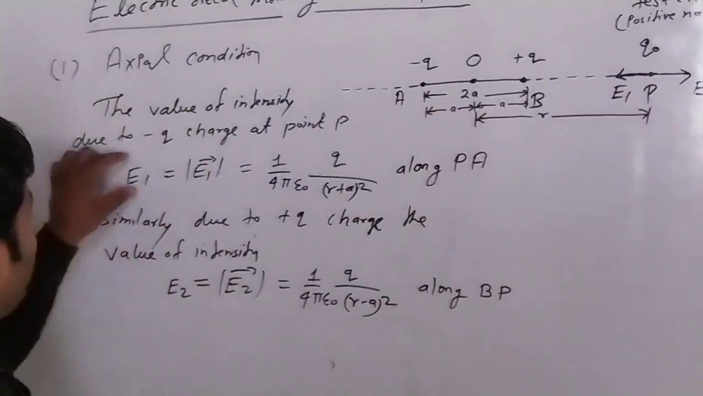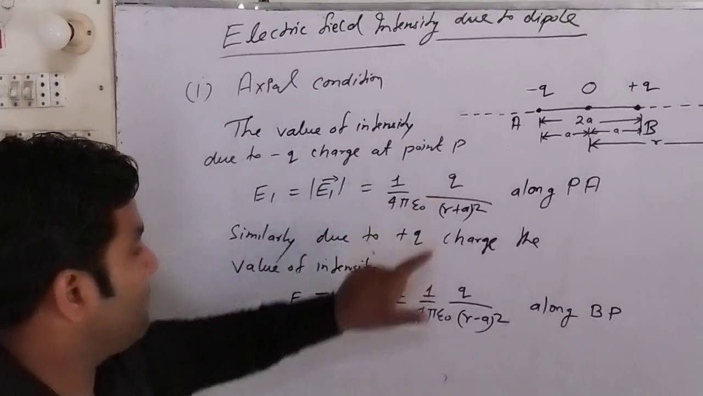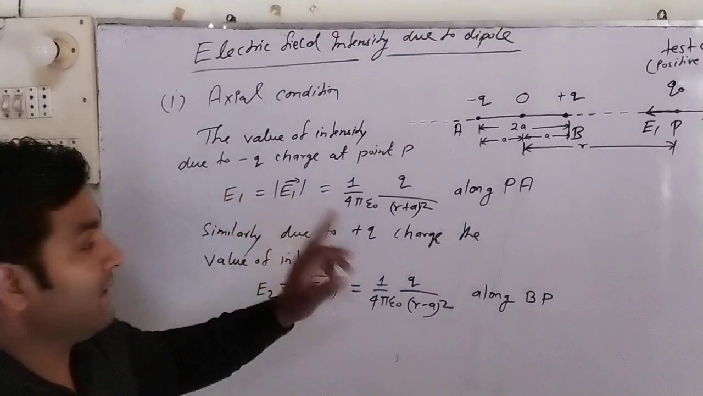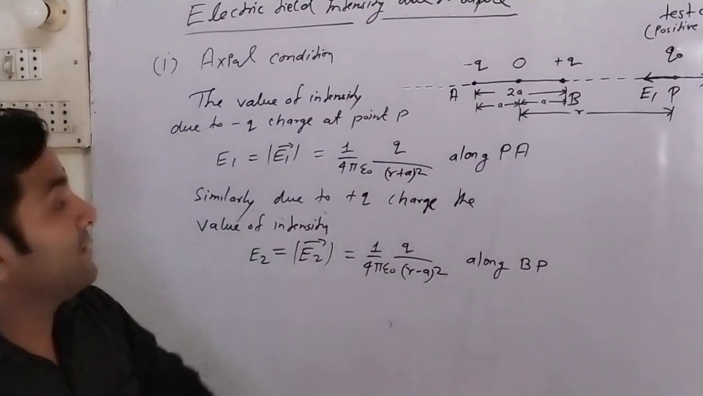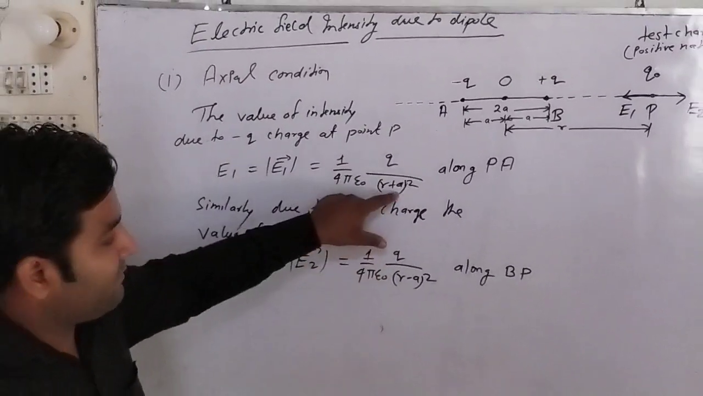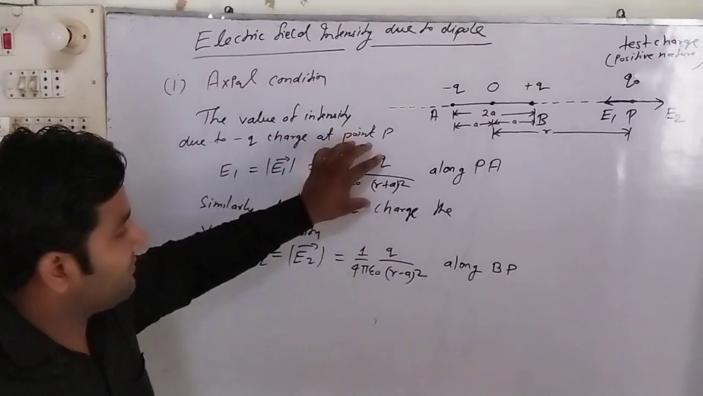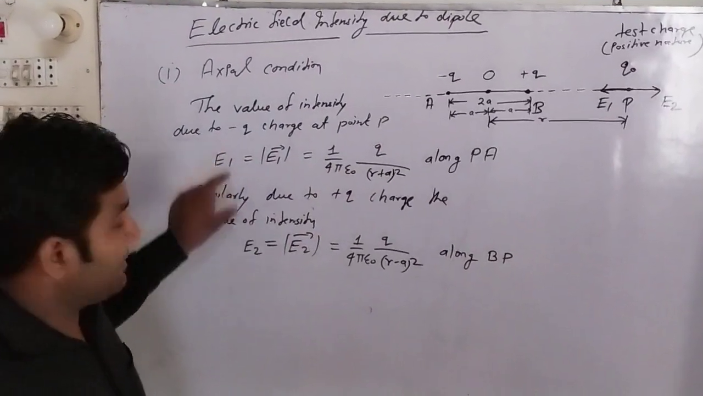Here, just observe the values of E1 and E2: 1 upon 4 pi epsilon naught q is the same, but in the denominator there is (R plus a) whole square and (R minus a) whole square. R plus a is greater than R minus a. In the denominator, whenever the value is greater, the whole fraction value will be less. It means E1 is smaller than E2.